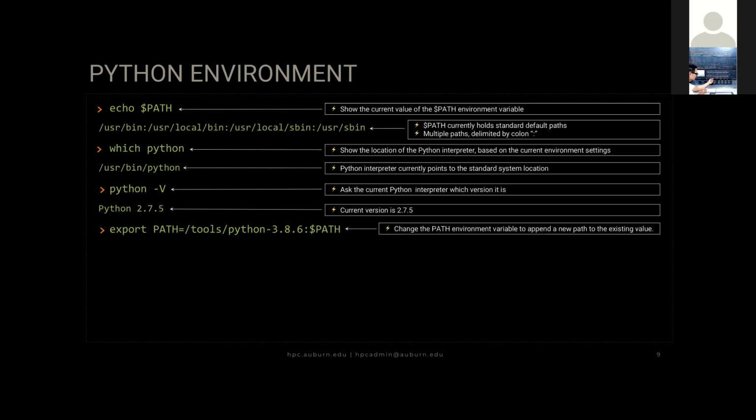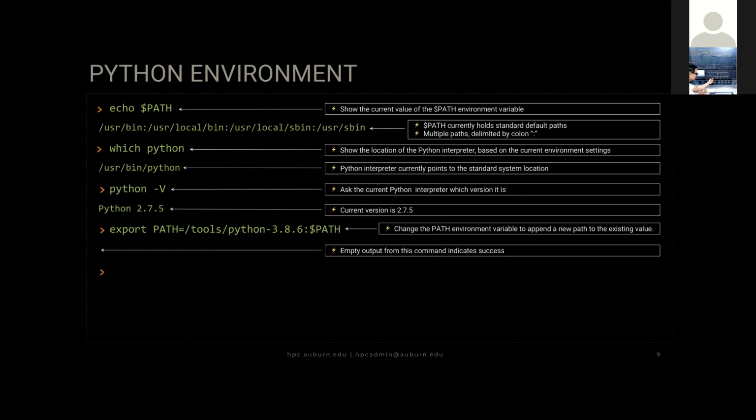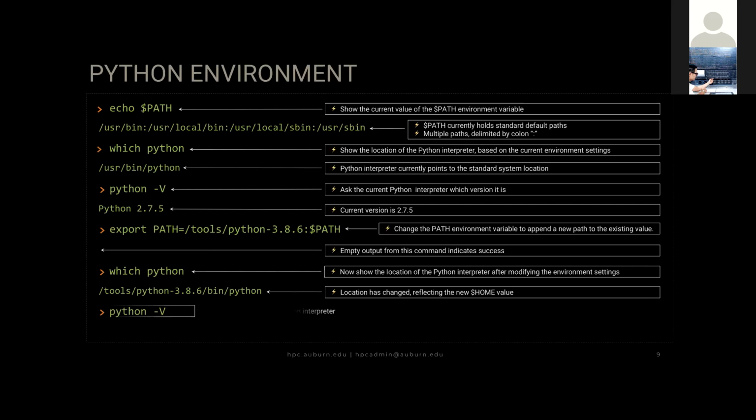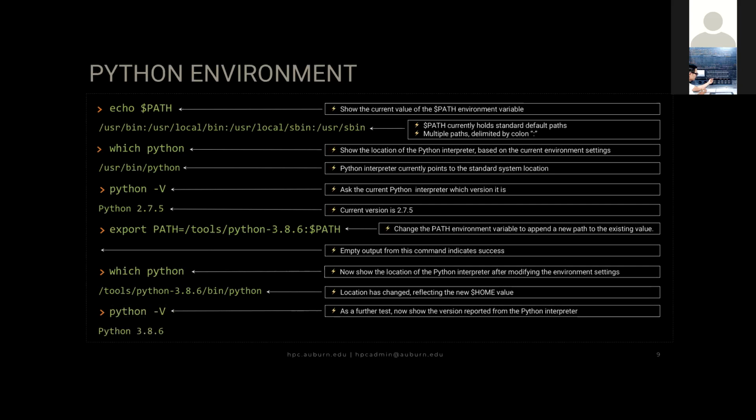When that returns, you really don't get any output, but you can assume if the output is empty, that the command has been successful. If you wanted to actually confirm that, you can now issue the which python command again. And now you see it's actually pointing to an interpreter that's located down in the tools directory. And just to further confirm, we can issue the version command again. And now we see that the version is 3.8.6. So that's just a quick look at the PATH environment variable and how you can manipulate that to point to certain versions of the interpreter.